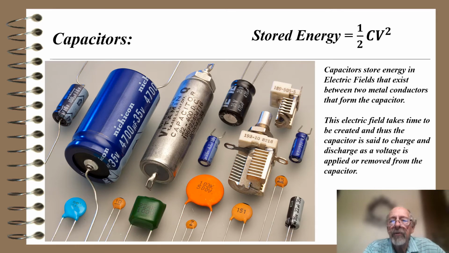So if I apply a voltage to a capacitor and the capacitor charges up, which we'll talk about momentarily, there'll be an electric field between the plates, and there'll be stored energy in terms of that electric field. On the right-hand side of this slide, you see the description that capacitors store energy in electric fields that exist between two metal conductors that form the capacitor. This electric field takes time to be created, and thus the capacitor is said to charge and discharge as a voltage is applied or removed from the capacitor.